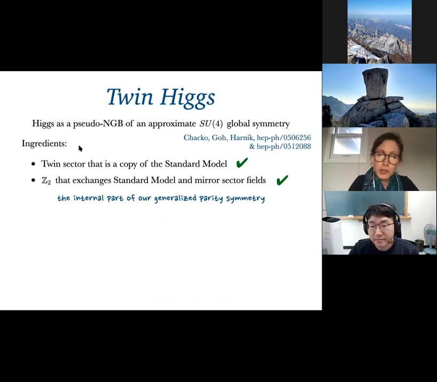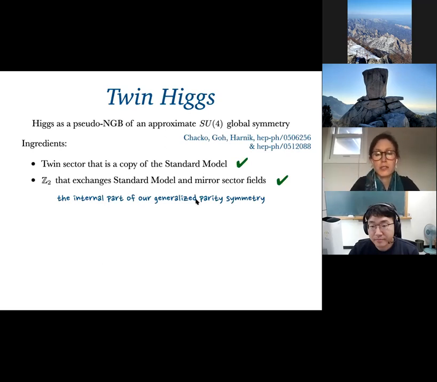So the necessary ingredients of this idea are, first of all, a so-called twin sector that is a copy of the standard model, both in terms of field content and also gauge interaction. The most minimal implementation of this idea, discussed in the second paper, in fact only requires duplicating the SU(2) factor, which is exactly the same as we have in the parity symmetric models that we are discussing here. And also a global C2 symmetry that exchanges the fields of the standard model and mirror sectors.